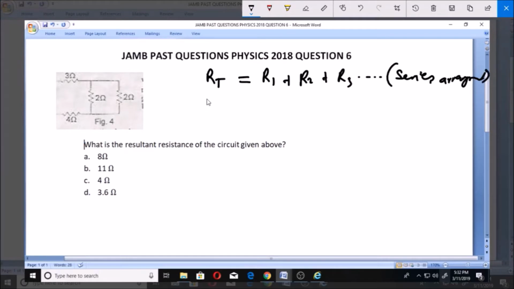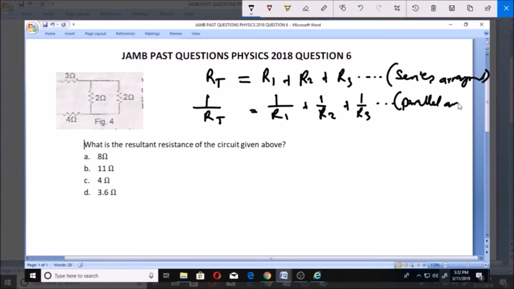Now, if they are in parallel, 1 over R total is going to be 1 over R1 plus 1 over R2 plus 1 over R3. So this is for parallel arrangements. So these are the two formulas for calculating.